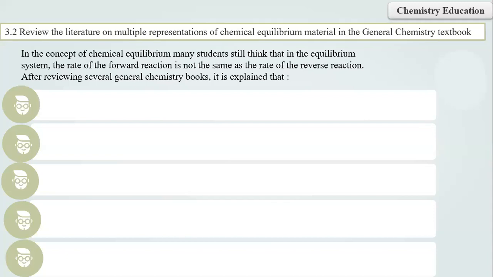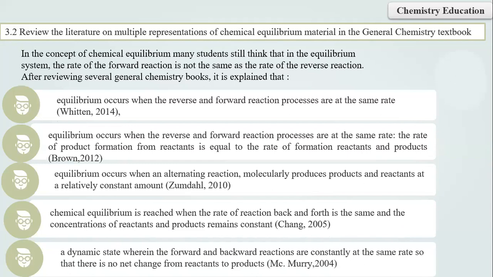And review the literature on multiple representations of chemical equilibrium material in the general chemistry textbook. In the concept of chemical equilibrium, many students still think that in the equilibrium system, the rate of the forward reaction is not the same as the rate of the reverse reaction. After reviewing several general chemistry books, as can be seen in this slide, basically this chemical concept will be easily resolved by understanding macroscopic representation. The use of representation in various ways to represent phenomena is called multiple representation. To overcome the student misconception in chemical equilibrium, namely that in the equilibrium system the rate of the forward reaction is not the same as the rate of the reverse reaction, it will be explained based on the phenomena summarized in the multiple representation below.